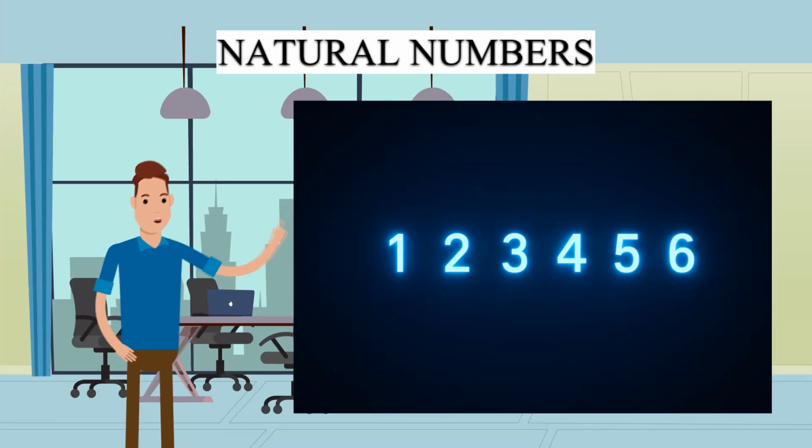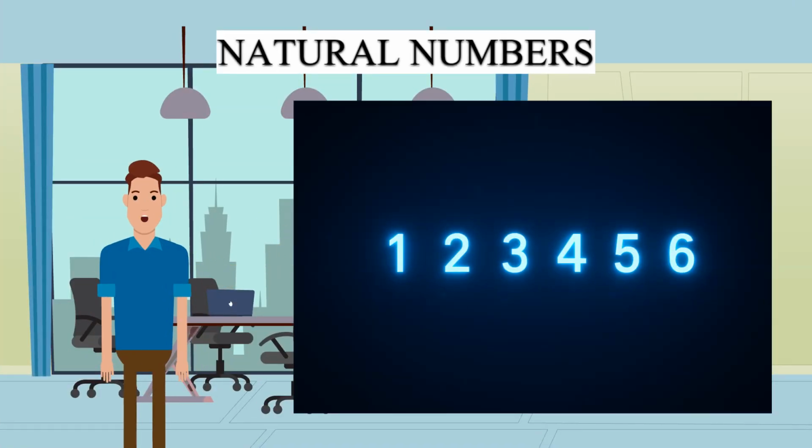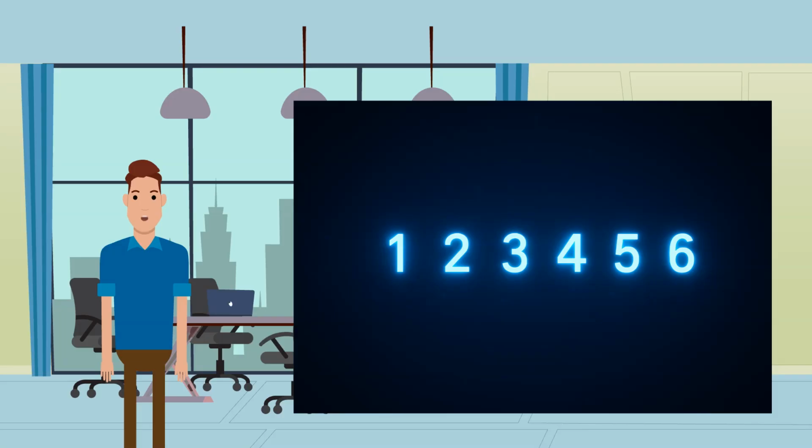Natural numbers are the numbers we use for counting. These begin at 1 and continue forever. 1, 2, 3, 4, 5, and so on. Natural numbers do not include negative numbers, fractions, or decimals. Whenever you're counting objects, you're usually using natural numbers. For example, 3 apples, 10 students, 25 books. All of these are natural numbers.